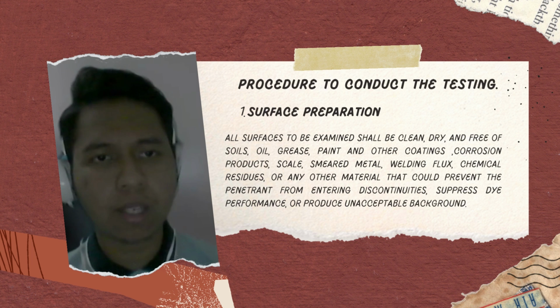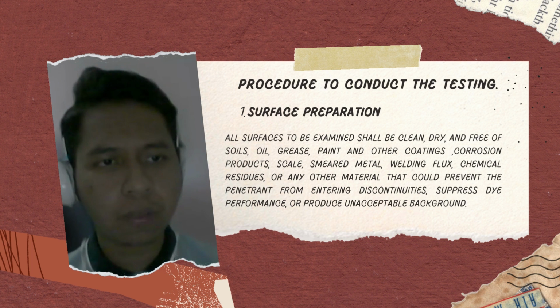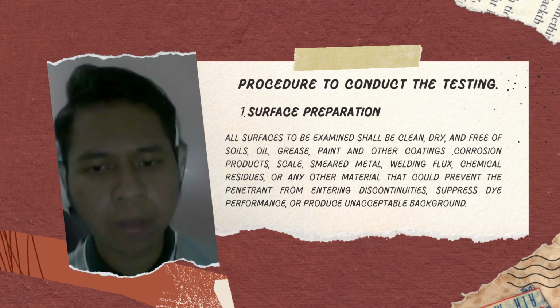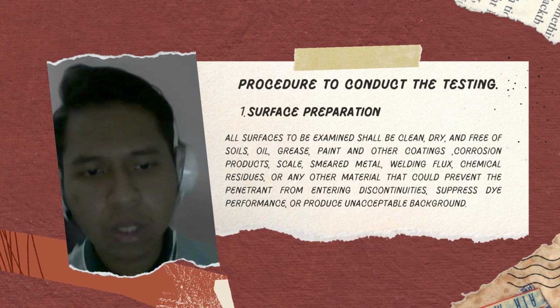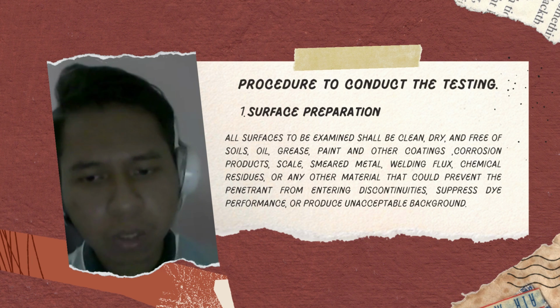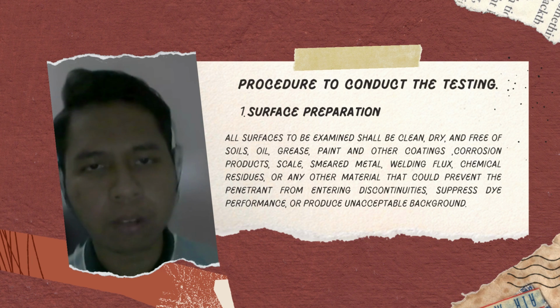Now I will explain the procedure to conduct the liquid penetrant testing. First of all, the first step is surface preparation. All surfaces to be examined should be clean, dry and free of soil, oil, grease, paint and other coatings, corrosion products, scale, smeared metal, welding flux, chemical residues, or any other material that could prevent the penetrant from entering discontinuities, suppress dye performance, or produce unacceptable background.